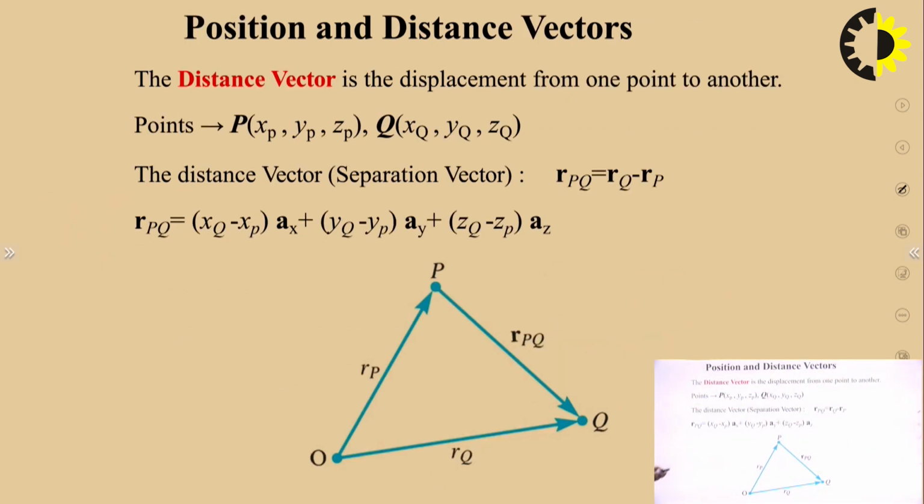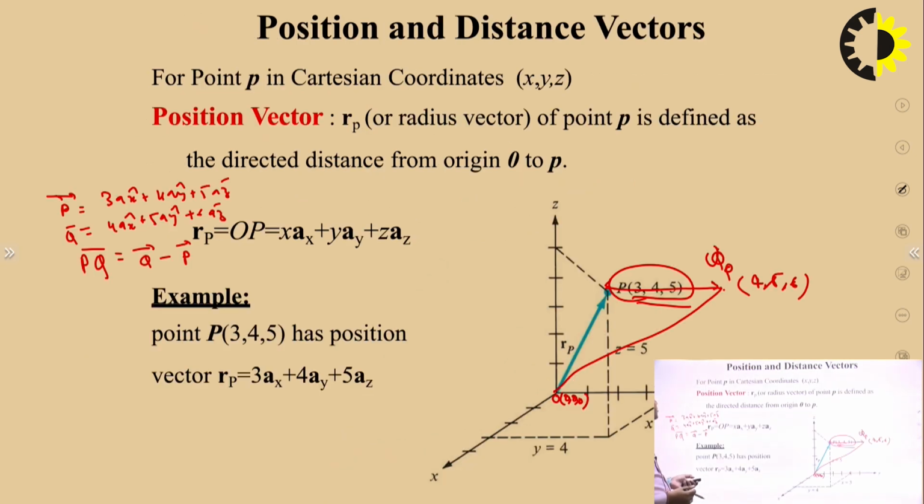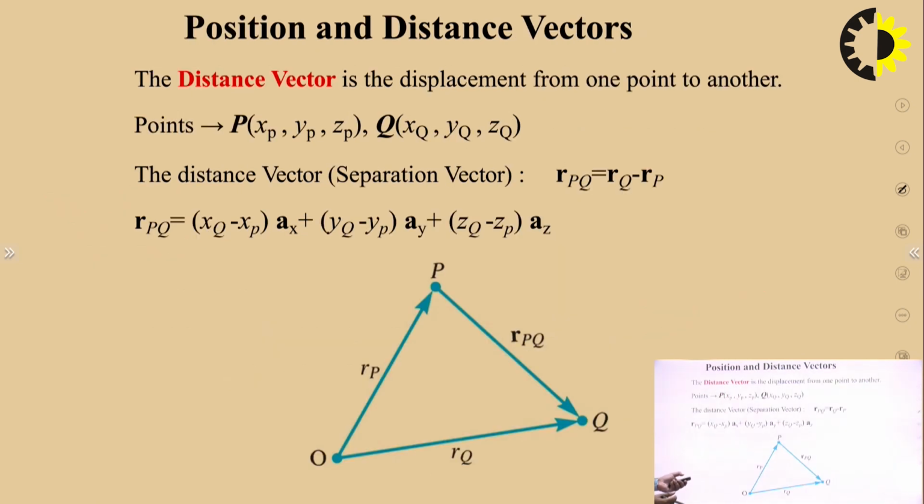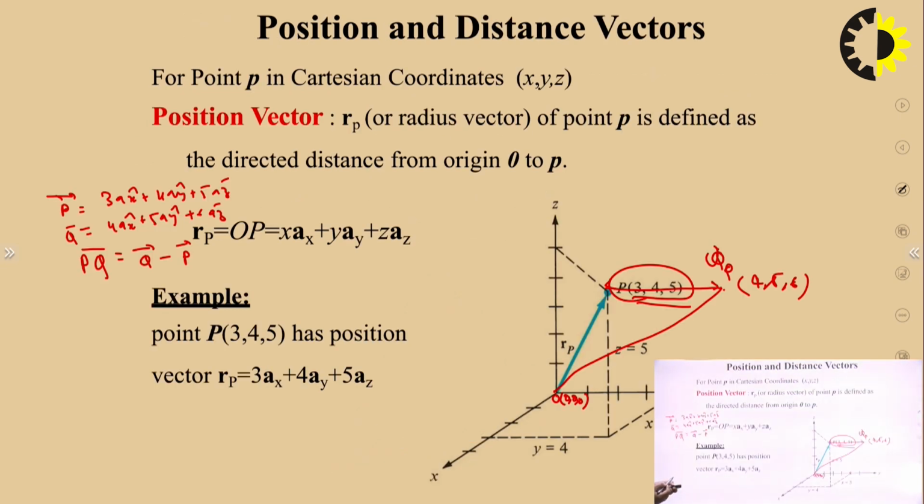So the distance vector, as I already explained, is the separation between the two point vectors. So R_PQ is equal to R_Q minus R_P, final minus initial. So we can easily calculate the distance vector by using the point vectors.